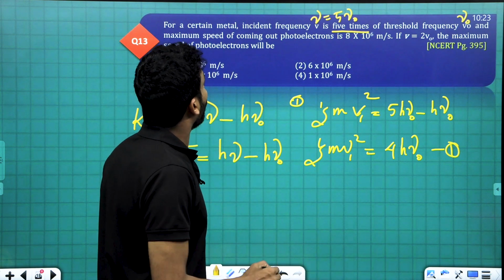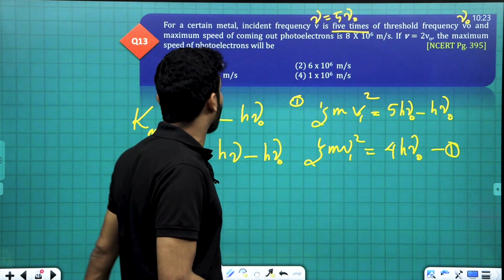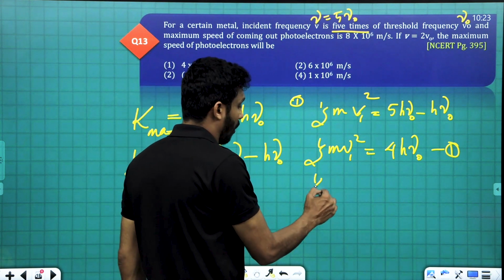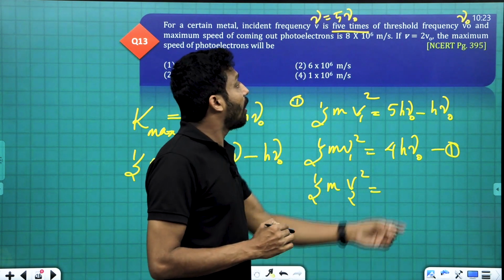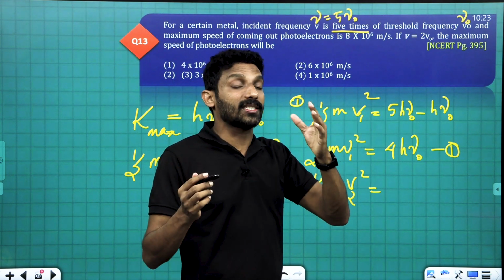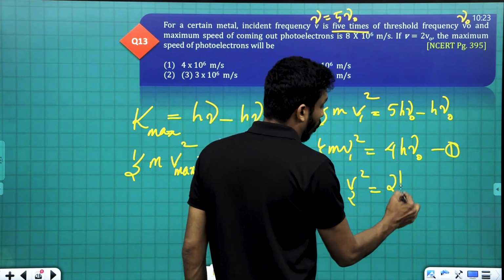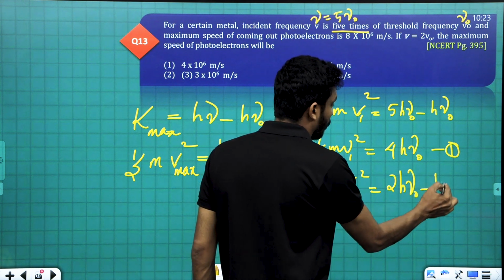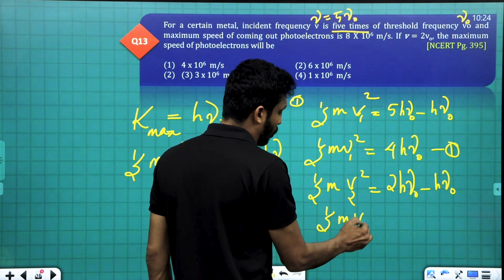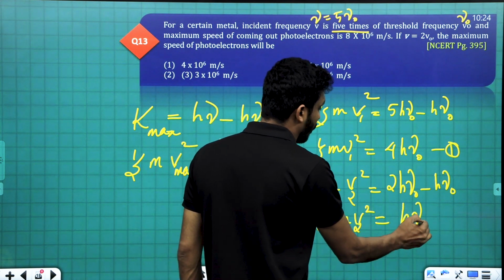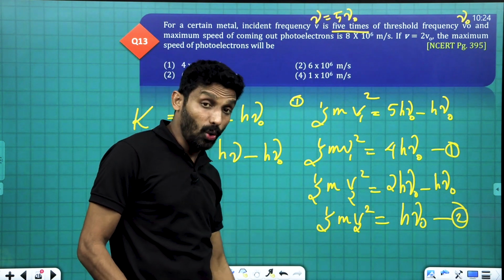Now, the second case, if the frequency is twice of nu naught, what will be the maximum speed? In the second case, half into m into V2 square is equal to twice of h nu naught minus h nu naught. Clear? This is h nu naught. Half m V2 square is equal to h nu naught, equation number 2. V2 is asked.